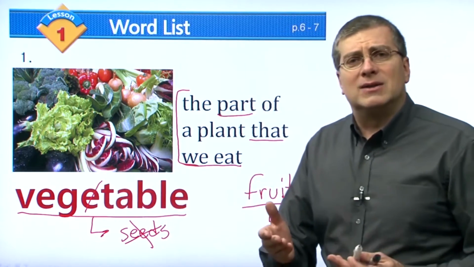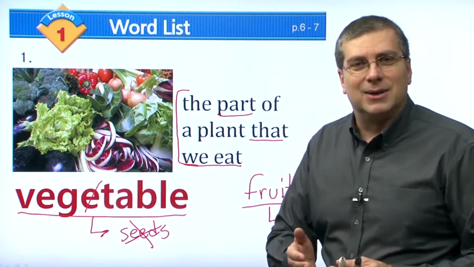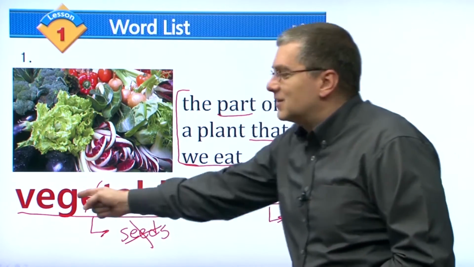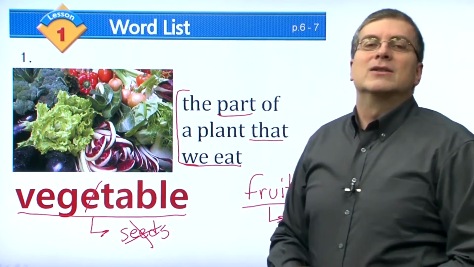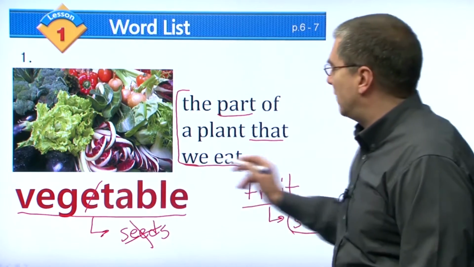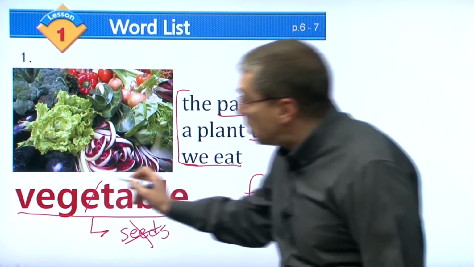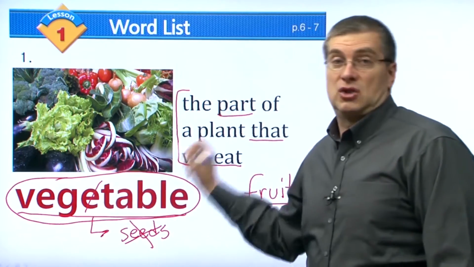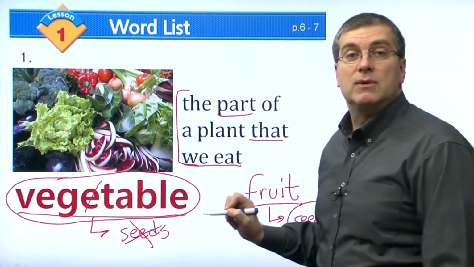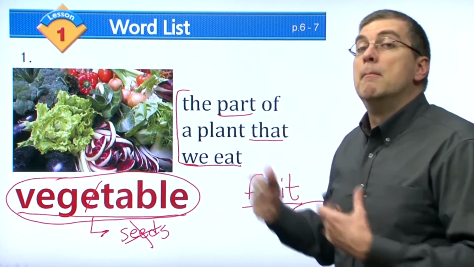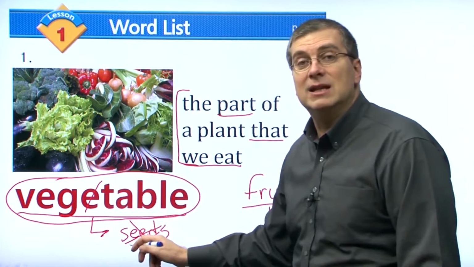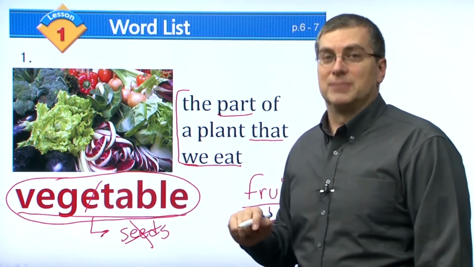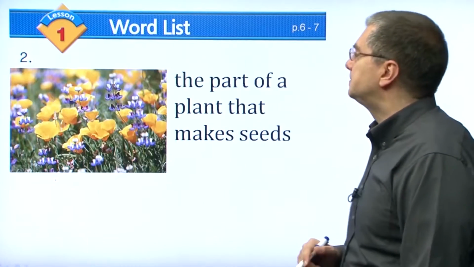Vegetable, a carrot, right? You cut the carrot. Where's the seeds? There's no seeds. Carrot is a vegetable. Okay? So that's how you know the difference between vegetable and fruit. But mostly in this lesson, we will talk about vegetables. The parts of the plant that we eat, many parts don't have seeds. So mostly we will talk about vegetables. Okay, let's go to the next word.